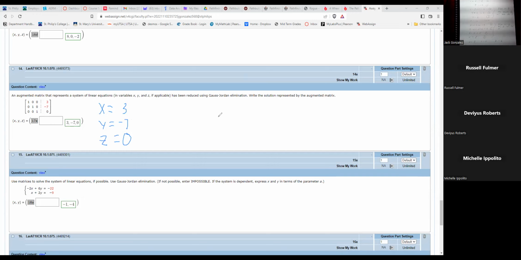So it's a three-dimensional point, x, y, z. So you would write 3, comma, -7, comma, 0. So that might represent a point in space, or maybe just 3 different variables.